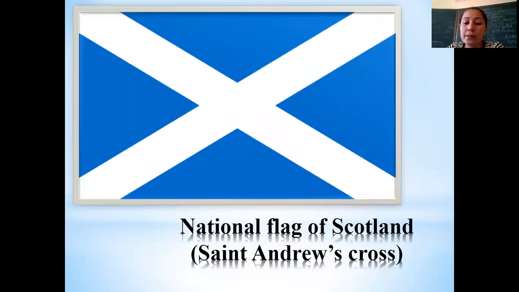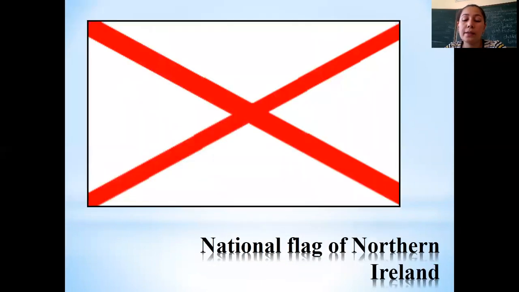The second flag is the flag of Scotland, with a white cross and blue background. Here we can see Scotland's national flag. And here is Northern Ireland's national flag, as you see, dear students, with a white background and a red cross.